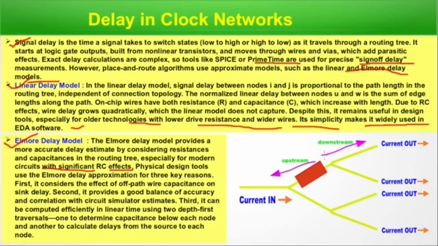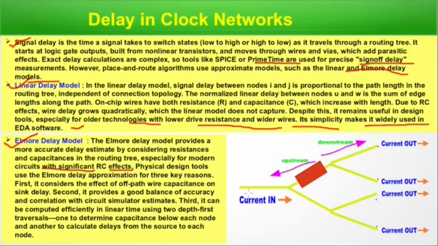It's considered downstream and upstream. These are the leaves, like a tree. Current flows from this direction to that direction and the current goes out this way. The calculation is done as we have already discussed in detail in our interconnect series. The link is provided in the description. You can take a look if you want the reference of the Elmore delay model.